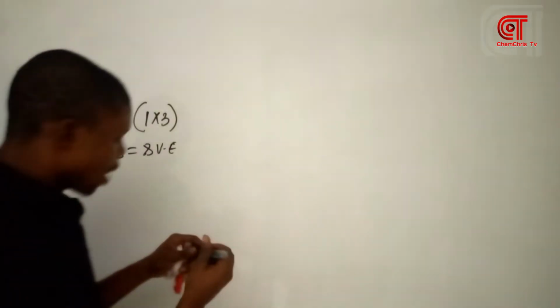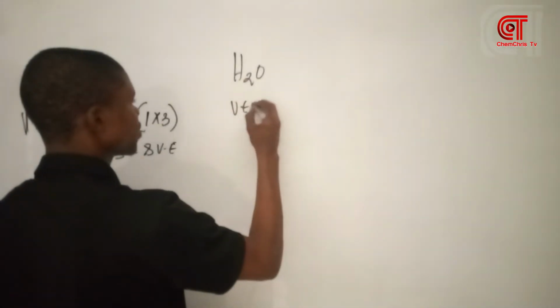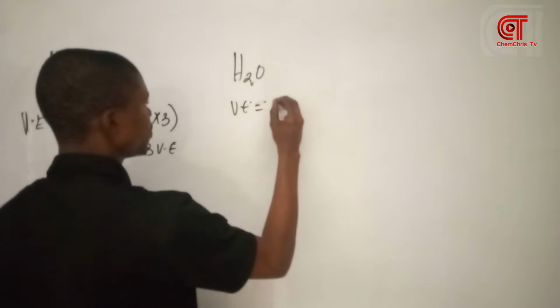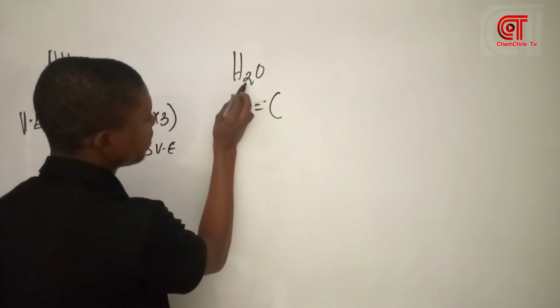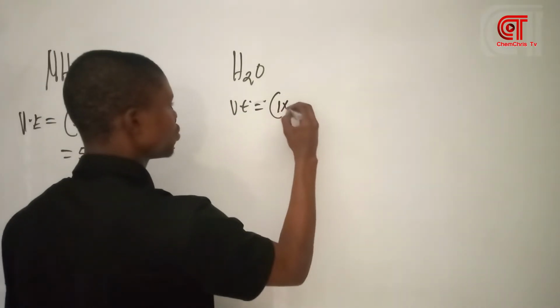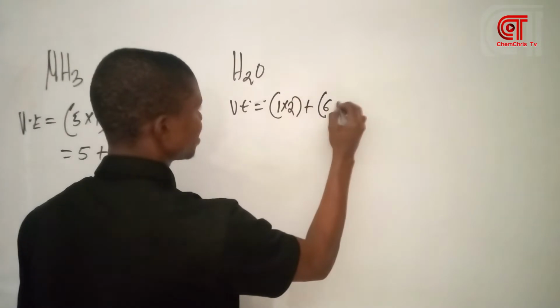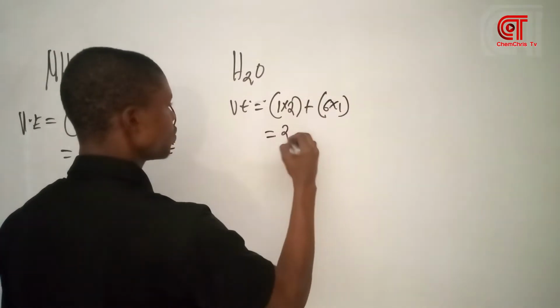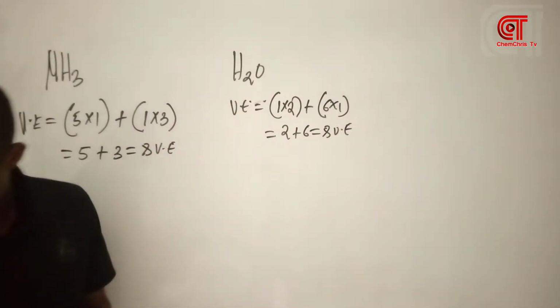The next thing I want us to do is H2O, right? So what is the valence electron? Now the valence electron here, you have hydrogen is in group 1. How many hydrogen do you have here? 2. So it will be 1 times 2 plus oxygen, which is in group 6, 6 times 1, right? It will be 2 plus 6, going to about 8 valence electron.